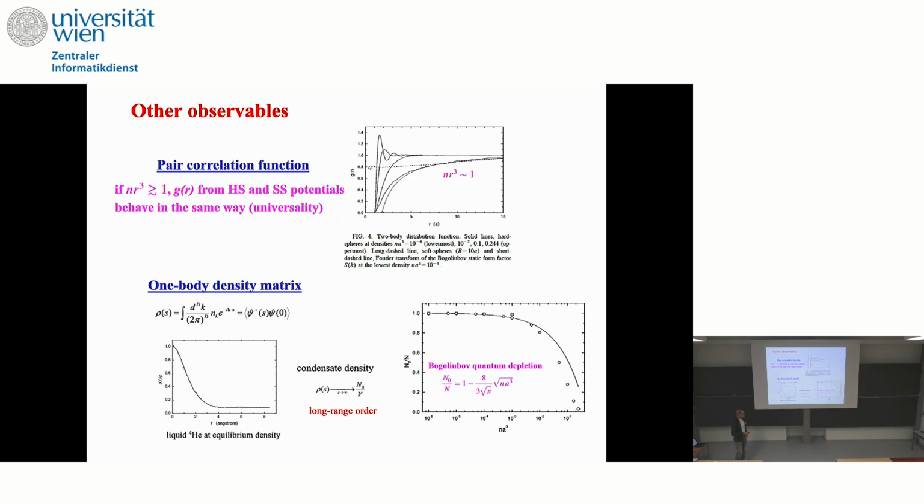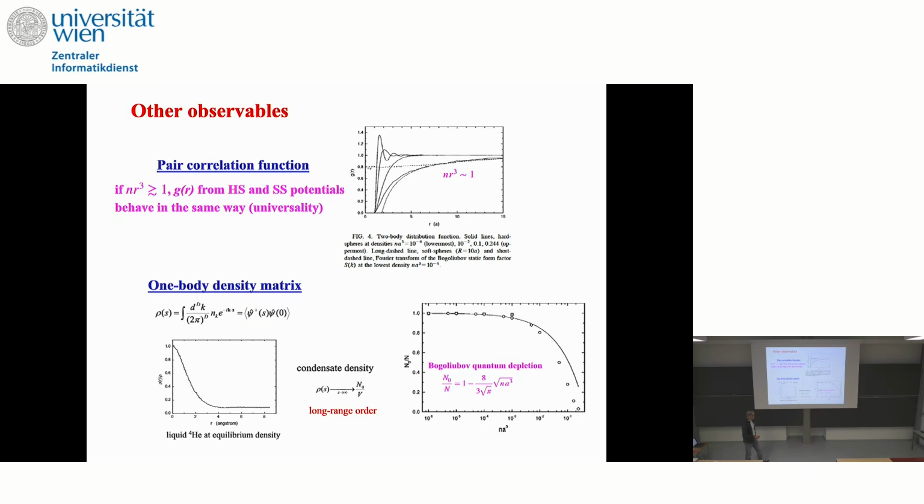In our case, we could calculate the same thing and compare it with the Bogoliubov quantum depletion, which is the estimate of the number of particles outside the condensate within Bogoliubov theory, which, of course, has to be small. But we see that it agrees well with our results. And again, we see universality, because different potentials give the same result for this condensate fraction.